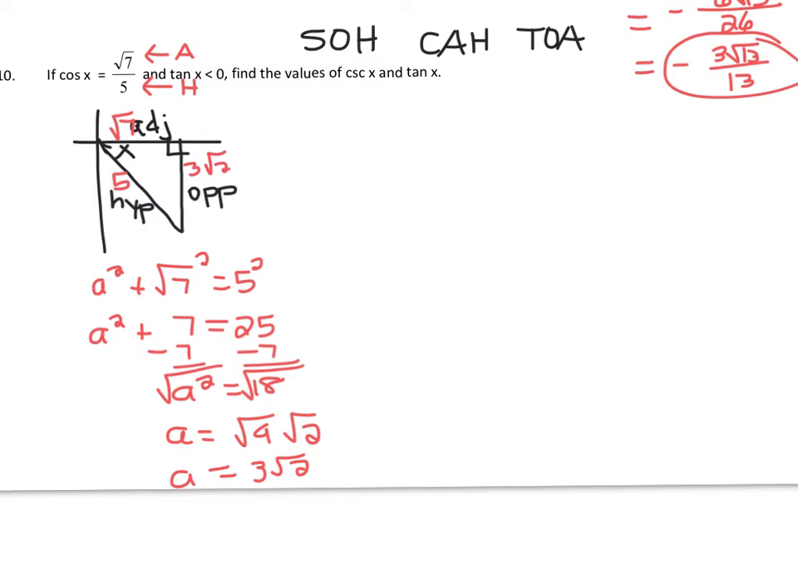All right, so now we can finally get to the question. The questions want us to find, the first thing they want us to find is cosecant of x. And then the next thing they want us to find is tan of x.